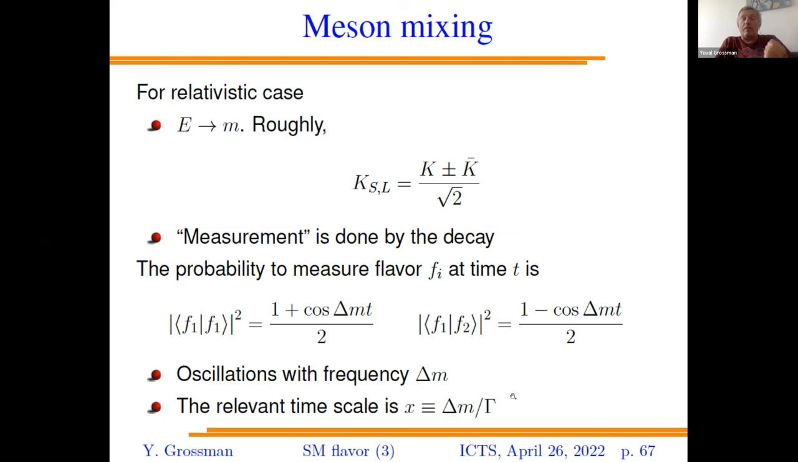When delta m over gamma is very small, there's no time for oscillation. I measure it very early. When x is very, very large, I average over the oscillation. Any questions on this? No?